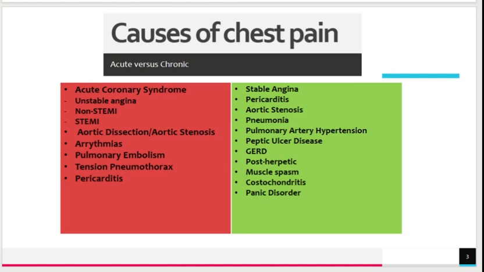Among the non-cardiac but serious causes of chest pain are tension pneumothorax and pulmonary embolism. Chronic chest pain can be due to multiple reasons, such as stable angina, respiratory causes, muscular and chest wall reasons, gastric reflux, or psychological.